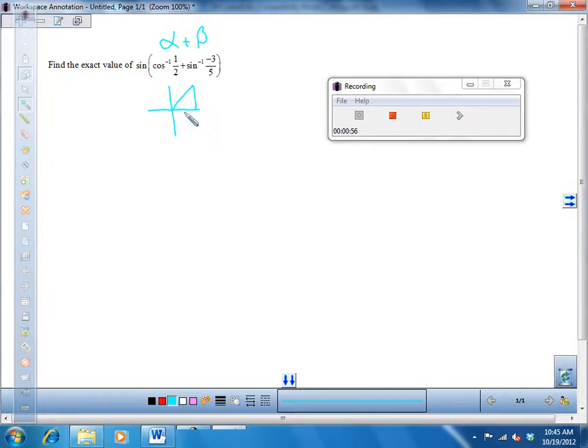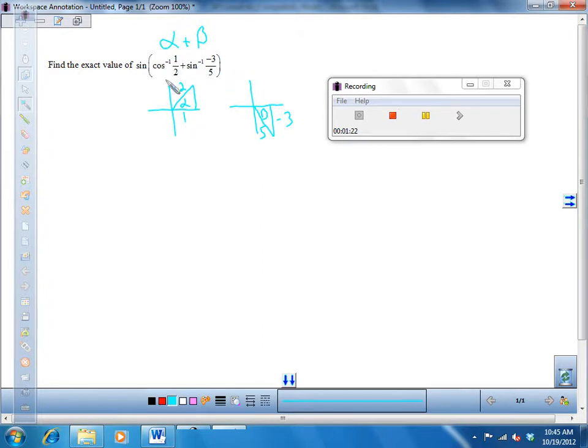Cosine is 1/2, and whose sine is -3/5. And since inverse sine is negative in the fourth quadrant, I draw that one down here. Okay, and so I put a -3 here, and I call 5 the hypotenuse. So this is angle alpha, and this is angle beta, and you want the sine of angle alpha plus beta.